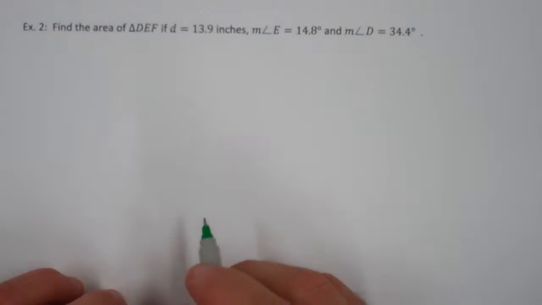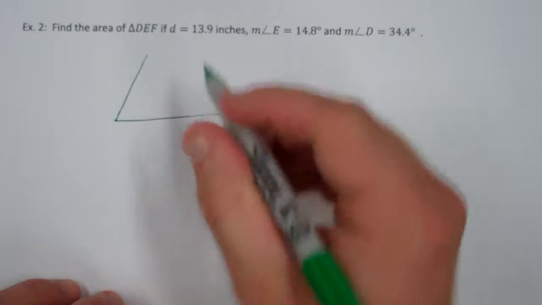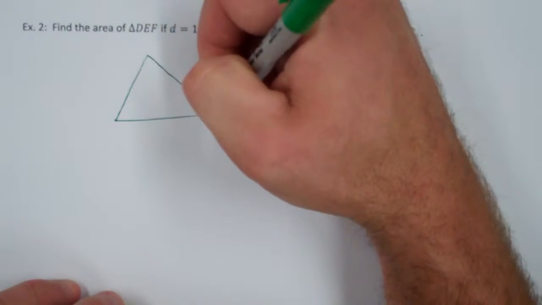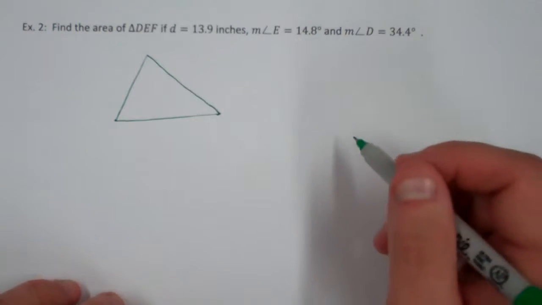In example 2, we need to find the area of triangle DEF, and we're given that D is 13.9 inches, so that's our unit. The measure of angle E, we're also given, and the measure of angle D. Let's draw a triangle. It doesn't have to be perfect. We just want to see where these sides line up. If you prefer to be a little bit more accurate, then you can, of course.